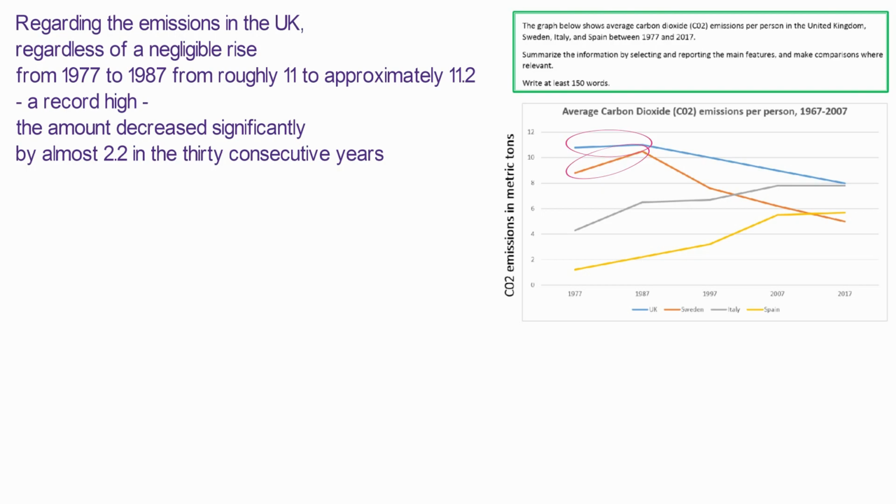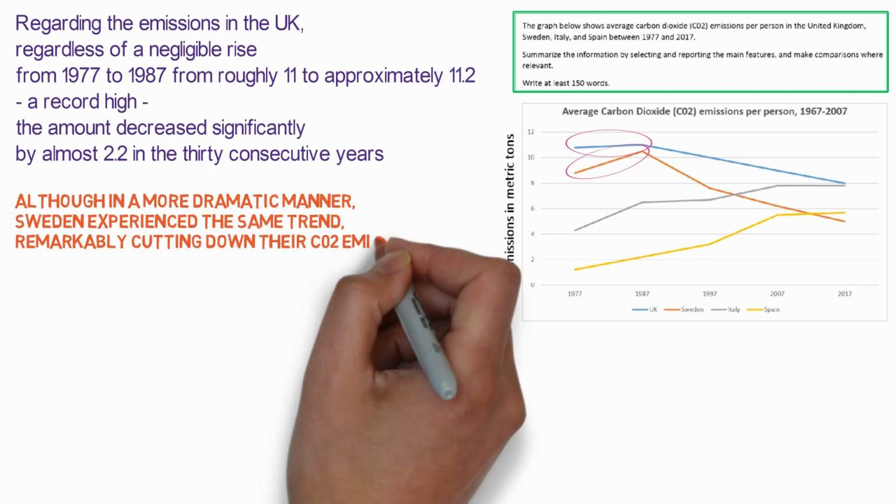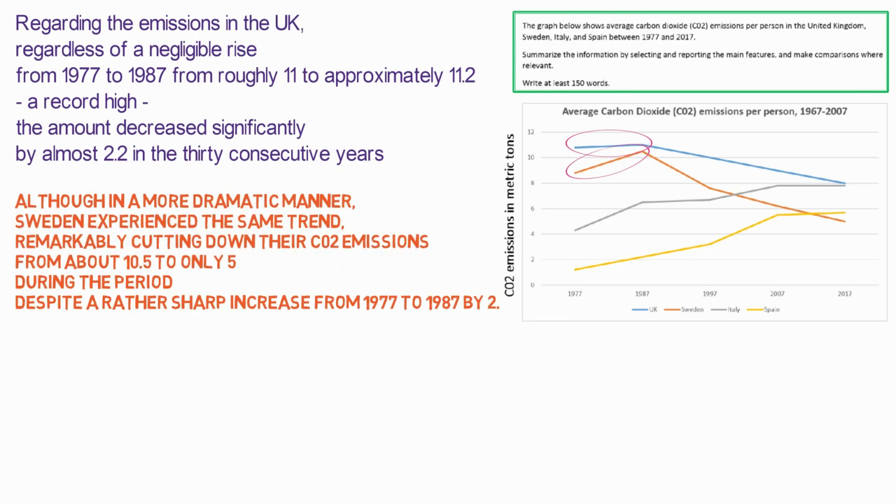Now we come to Sweden. First of all, we're going to have a phrase which tells the reader that they are reading about Sweden statistics. So although in a more dramatic manner, Sweden experienced the same trend. In a more dramatic manner, which is they also decrease, but decrease even more than the UK, remarkably cutting down their CO2 emission. The reason why they used "cutting down" here is because the 2 sentences have the same subject, Sweden, and Sweden cut down, so they eliminate one subject, Sweden.